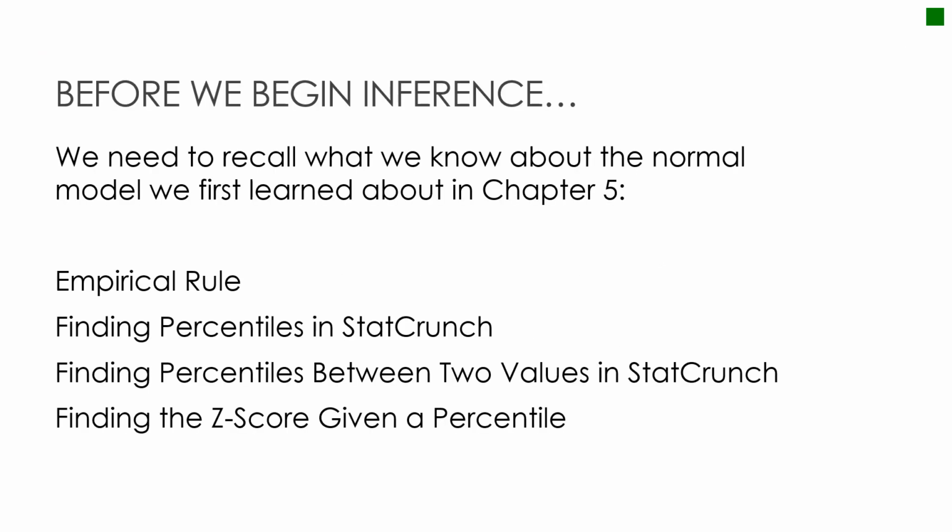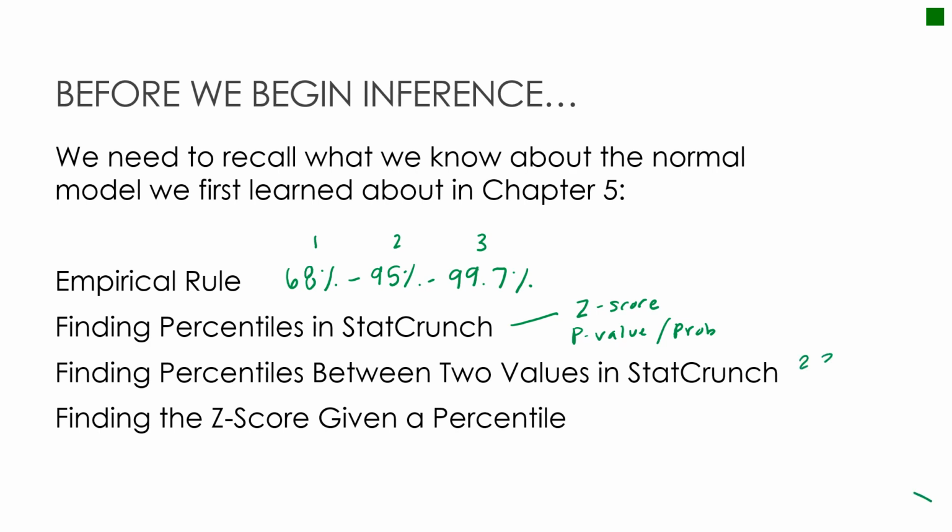So again, what we had previously learned in Chapter 5 was the empirical rule, which we sometimes called the 68%, 95%, 99.7% rule, which helps us to know what percent of values we can expect within 1 or 2 or 3 standard deviations from the mean. Finding percentiles in StatCrunch, meaning I have a Z-score and I want to find the p-value, which is the probability. Finding percentiles between two values. So if I had two z-scores and I wanted to find out between those two values, what is the probability?